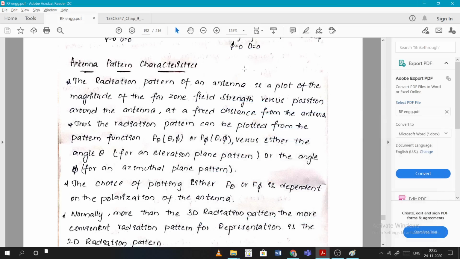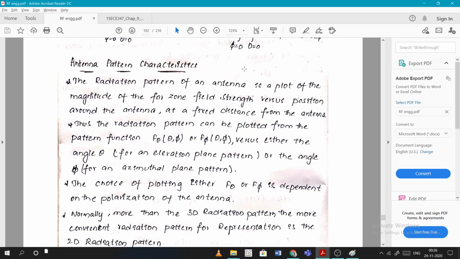Now in this session let's see antenna pattern characteristics. So the radiation pattern of an antenna is a plot of the magnitude of the far zone field strength versus position around an antenna. So basically what he's saying, the radiation pattern can be plotted using the magnitude of the far zone field strength, okay, and also versus the position around the antenna at a fixed distance from the antenna.